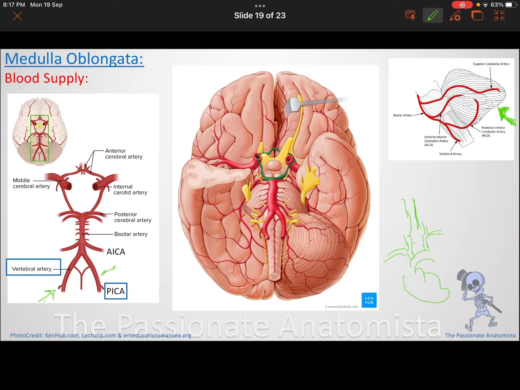vertebral arteries, which are going to ascend at the medulla. And once they reach the basilar part of the pons, they will unite together to form the basilar artery. So this is the basilar artery, and these are the vertebral arteries. And this is going to be in the basilar groove in the pons. And we're going to talk about that, and we'll have the pontine branches for the pons.